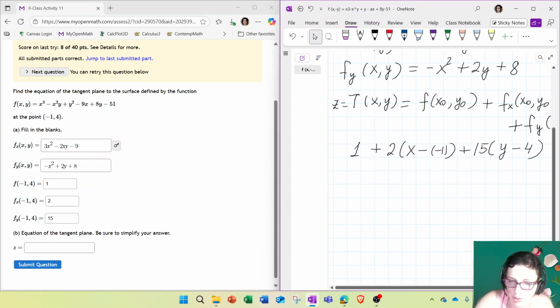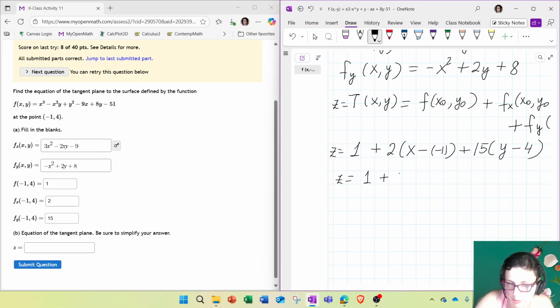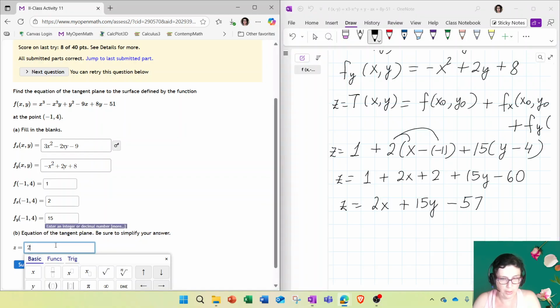Okay, so that's the equation of our plane, but we want to rewrite it because we want to make sure we simplify our answer. So this will be 2x, these two minuses will give us a plus, so plus 2, because remember we distribute. And then we're going to get plus 15y minus 60. So simplifying that, that's going to give me 2x plus 15y. And let's combine the numbers. So 1 plus 2, 3 minus 60 would be negative 57. So I think that's going to be my answer.